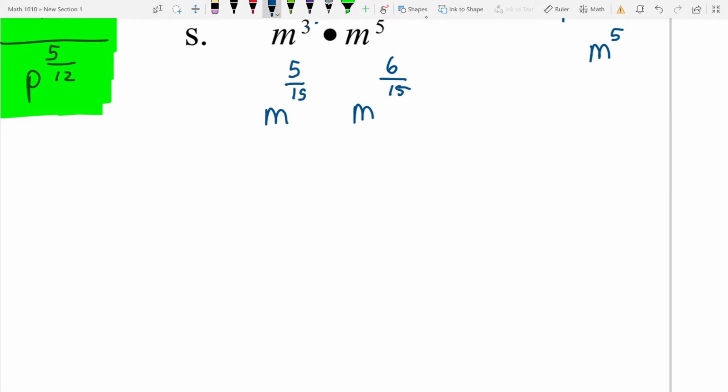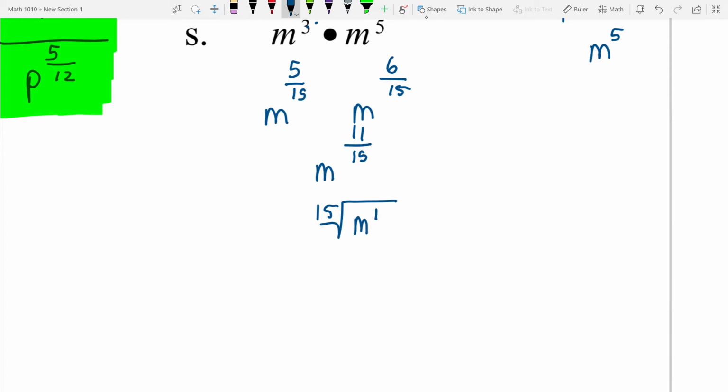Now I'm going to add those. You guys, the bottom stays 15, and the top is 6 plus 5, which is 11. So I have an m to the 11/15. Now let's write that as a radical. So let's write it as the 15th root of m to the 11th, and I'm done.